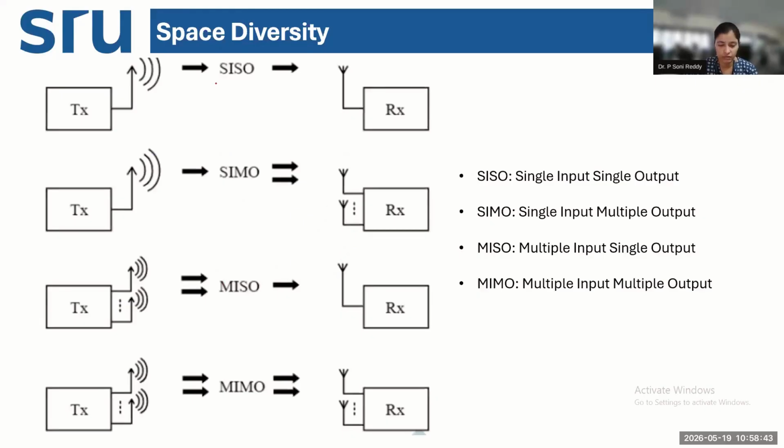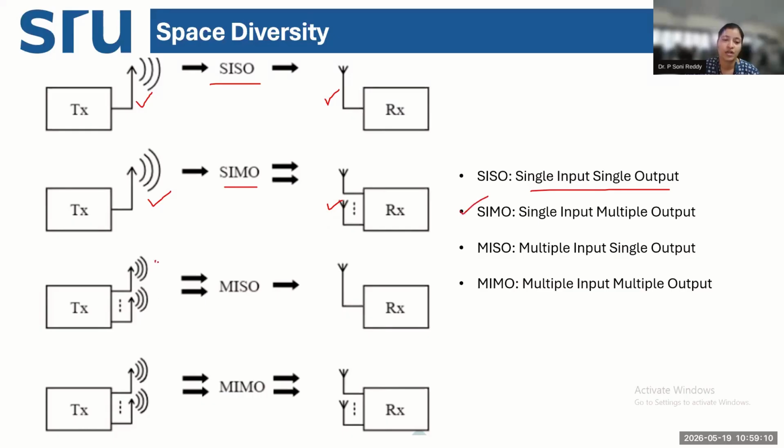Different types of space diversity, in your syllabus you have all 4 categories. What are the 4 categories that you have? First category is called SISO, that means there is a single transmitting antenna and a single receiving antenna. So this is called single input, single output. Okay. Next is you have a single transmitting antenna but multiple receive antennas. So this is called single input, multiple output.